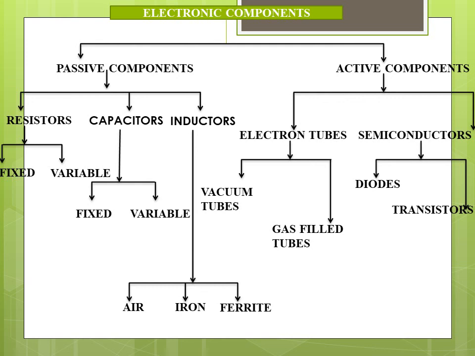The main two functions of an electronic component are amplification and rectification. Amplification is the process of converting a weak signal into a strong signal, and rectification means the process of converting an AC current into a DC current. That is called rectification. So by this we complete the introduction part of electronic components.